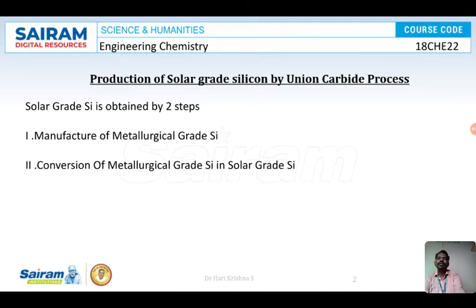The first step is manufacture of metallurgical grade silicon, and the second step is conversion of metallurgical grade silicon to solar grade silicon. What do you mean by metallurgical grade silicon? Whatever silicon you extract from the ore is called metallurgical grade silicon. So we have two types of silicon: one is metallurgical grade silicon, the other is semiconductor grade silicon. Metallurgical grade silicon is the silicon which you obtain from the ore after the different processes, concentration of the ore and purification of the ore. Whatever you obtain is called metallurgical grade silicon. That silicon contains a high level of impurities, in the ppm level.